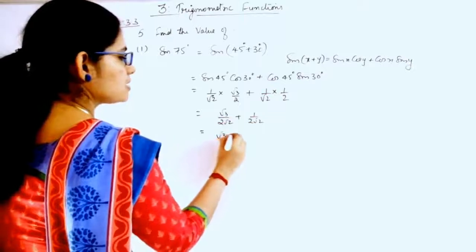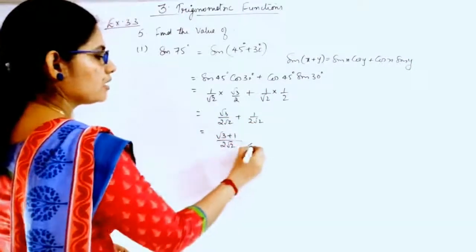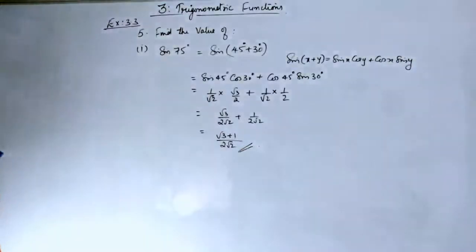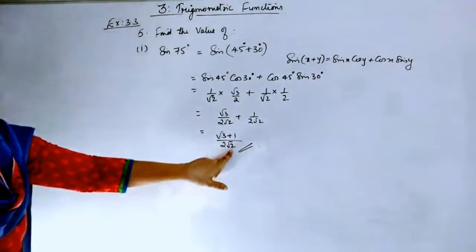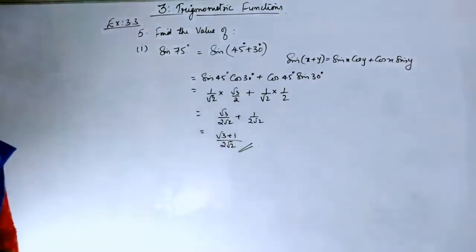That means you can just add the two numerators and you will get this to be a value of sine 75 degree. Okay, now if you want you can just reduce this value. That means you can multiply with root 2, but it is also complicated. That's why we are stopping here.